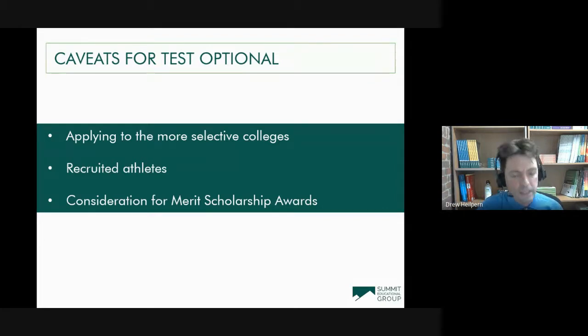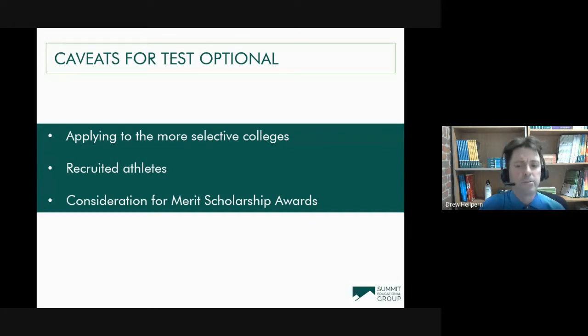But as we, knock on wood here, emerge from the pandemic, we do anticipate that the number of students submitting standardized testing scores to these selective colleges is going to start going up again. The other caveat to this is if your student's potentially a recruited athlete, even though they're applying to a test optional school, that college coach might need standardized testing scores from your student.